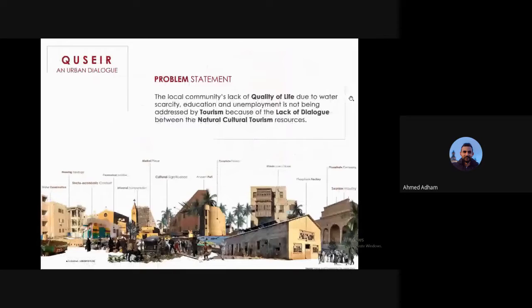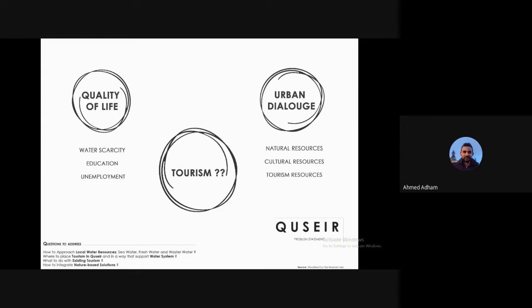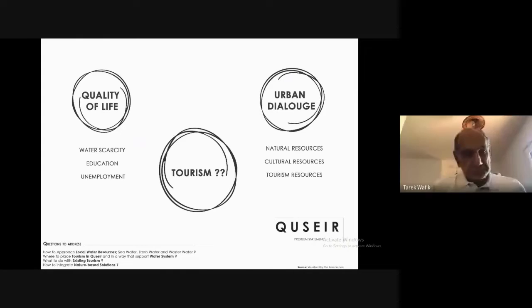So coming to the problem statement we identified for the city as a complex, it will be that the local community's lack of quality of life due to water scarcity, education, and unemployment is not being addressed by tourism because of the lack of dialogue between the natural, cultural, tourism resources. And the questions to address in our vision: how to approach local water resources, where to place tourism in Qusair in a way that supports the water system, what to do with existing tourism, and how to integrate nature-based solutions.